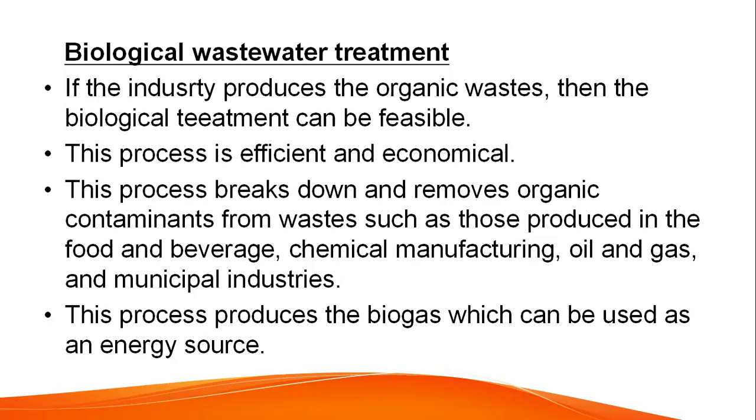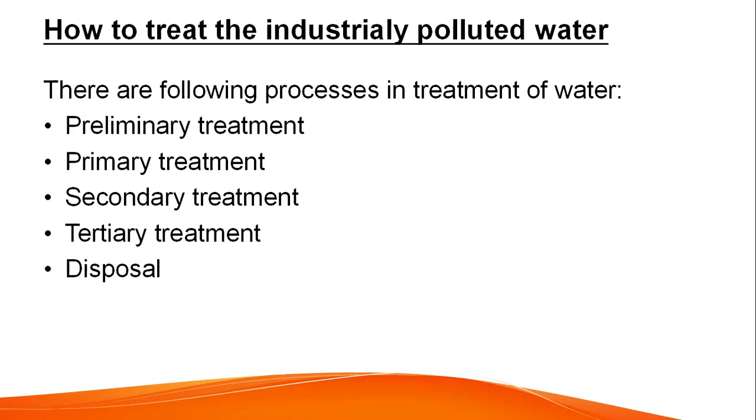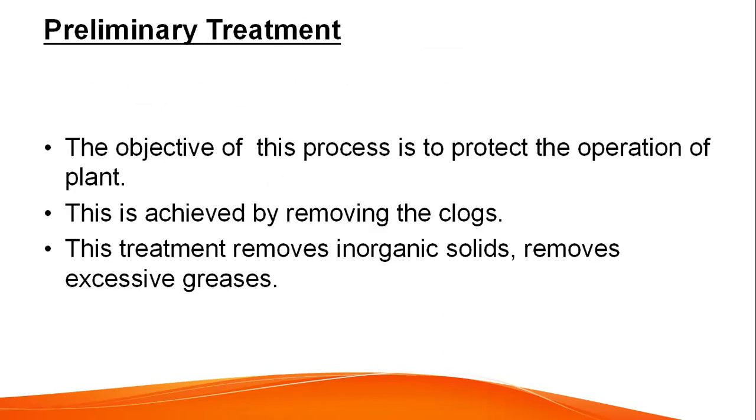So moving towards the next slide, the second part of this presentation is how to treat the industrially polluted water. Mainly there are four processes by which we can treat the industrially polluted water. First one is preliminary treatment, then primary treatment, secondary treatment, tertiary treatment, and disposal. So we should first discuss the preliminary treatment, and let's see what it says in the next slide.